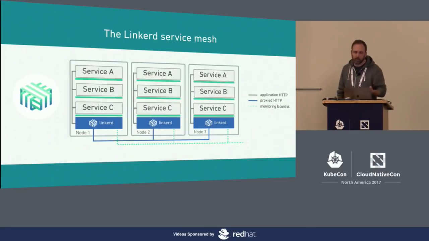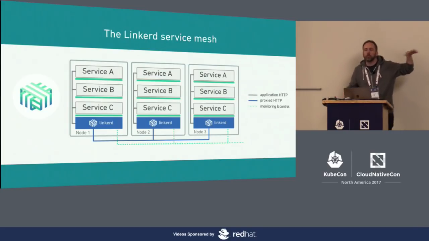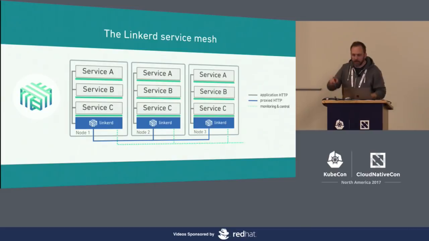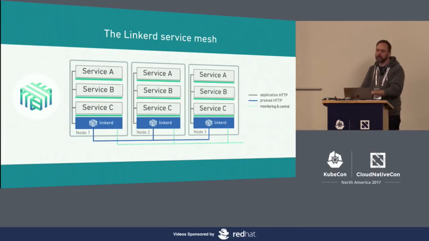So I have a little diagram of what this actually looks like in practice. This is for Linkerd. For Conduit, I don't have a diagram, but it looks a little different because it's sidecars rather than per host. But what does a service mesh look like in practice? Well, it's typically a bunch of proxies that you stick in between all the services one way or another. And then there's a control plane that gets managed here, which is that little green line leading off to the side.